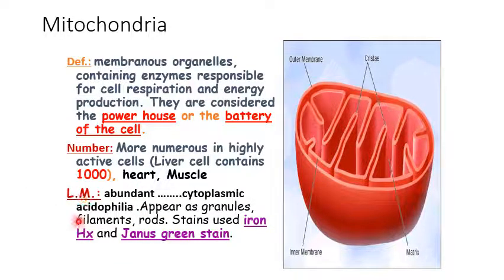By LM, the mitochondria, when abundant, is responsible for the acidophilia of the cell. If you want to see the mitochondria well, you should stain it with iron hematoxylin and Janus green stains.